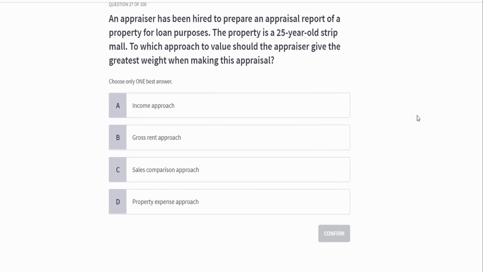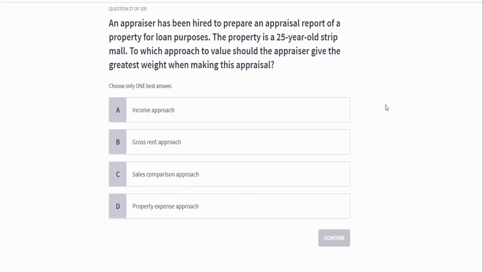All right, next one, 27. An appraiser has been hired to prepare an appraisal report of a property for loan purposes. The property is a 25-year-old strip mall. To which approach to value should the appraiser give the greatest weight when making this appraisal? It gives us 4 options. Is it A, the income approach, B, the gross rent approach, C, the sales comparison approach, or D, the property expense approach? As always, I'm going to give you guys an opportunity here. Go ahead and think it over and come up with your answer.